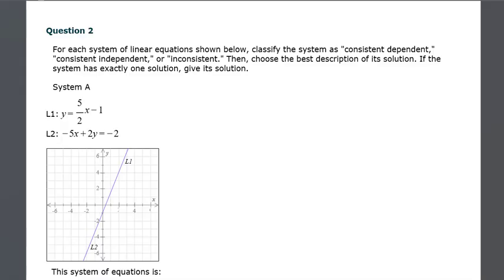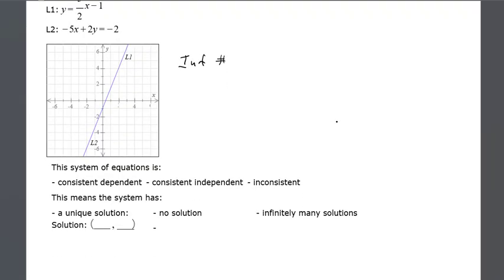So in this case, as you can see, line 1 and line 2 are the exact same line. One line is on top of the other. So therefore, we have an infinite number of solutions because every point on each of the lines is common to both lines. So we have an infinite number of solutions, which means our system is consistent and dependent. So again, because it's an infinite number of solutions, it's consistent and dependent.